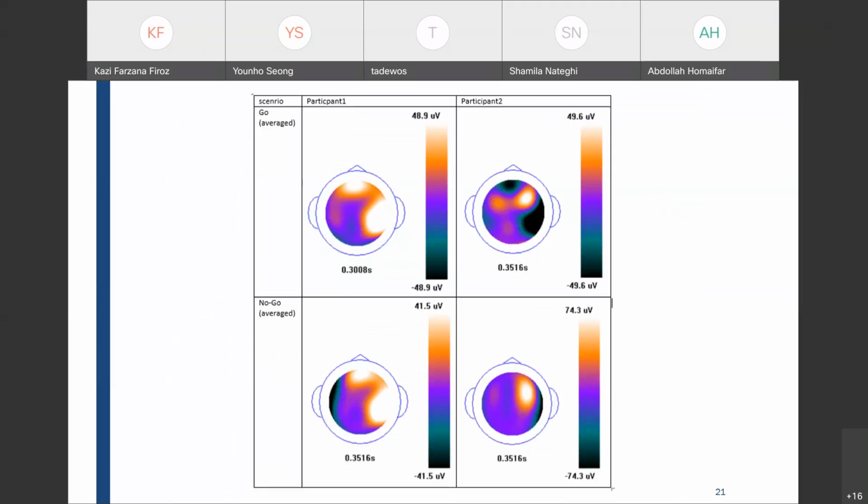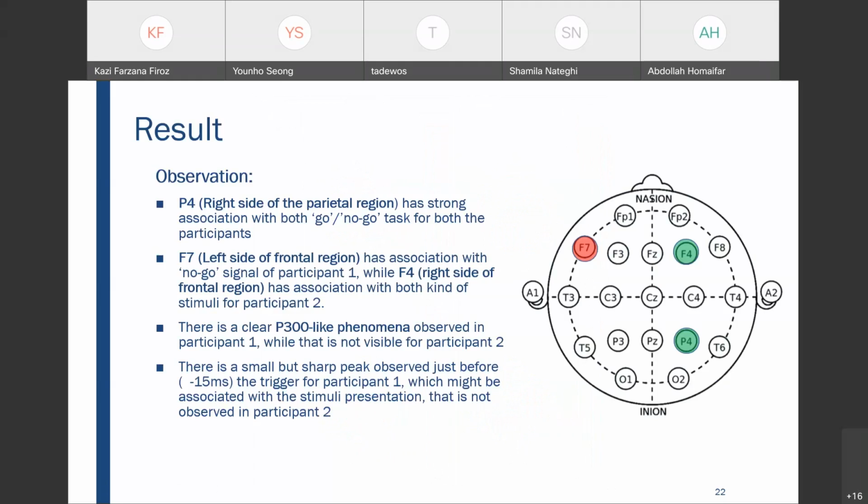In the map, if we look at that, it reflects the same thing for go, no go in participant 1 and 2. As there was some significance in participant 1 at 300 milliseconds, we just captured here whether at that range we can see something. This map reflects our previous findings.